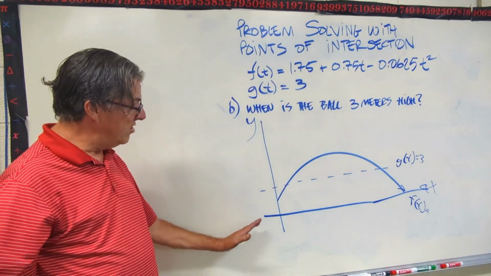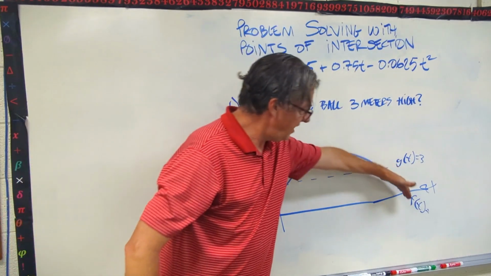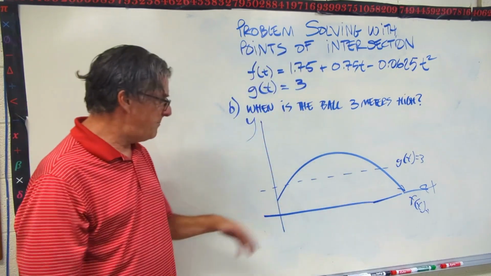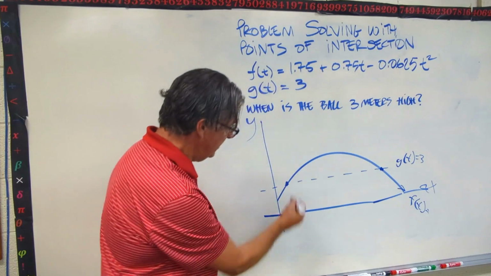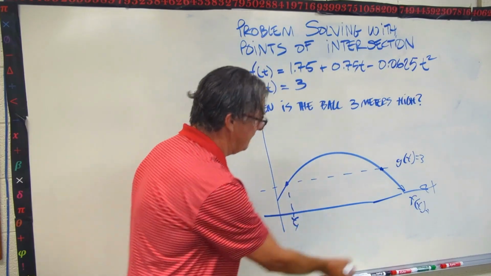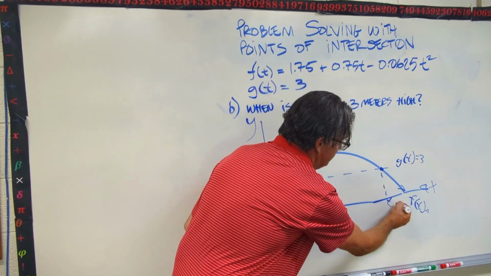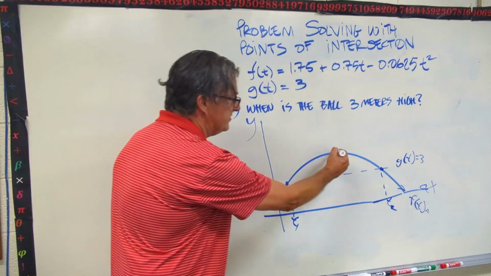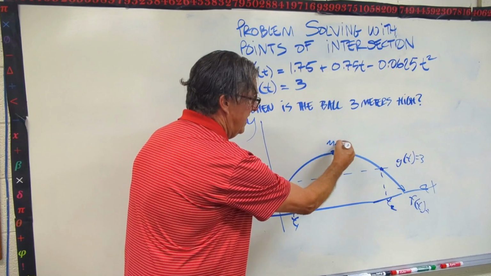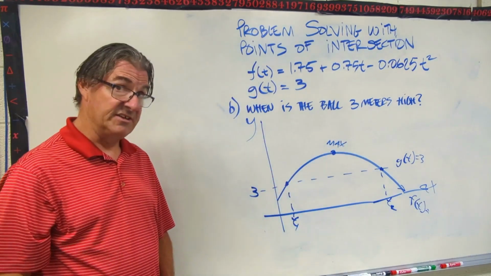So the ball gets thrown. Here's its parabolic path, flies through the air, hits the ground. It's going to pass through this height of 3 meters twice, and that's going to give us our t1, our first time, and our t2, which is our second time. And this would be a height of 3. This would also be the max height, and I may ask you to find that just a little later.